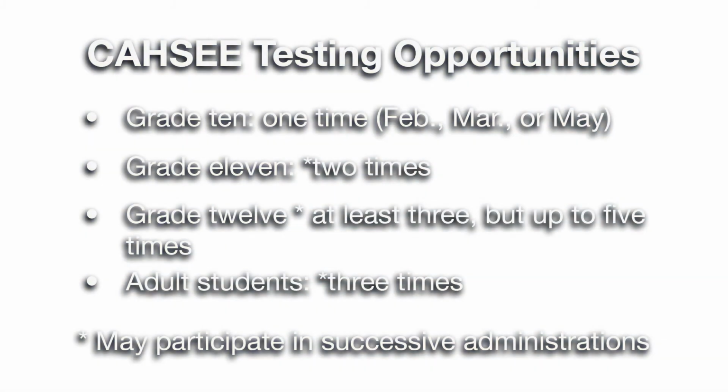If grade 10 students pass both the ELA and math portions of the exam, they have completed the CAHSEE requirement for graduation. Students who do not pass both parts of the CAHSEE in grade 10 may take the parts not passed up to 2 times per school year in grade 11 and at least 3 times per school year in grade 12, although grade 12 students may be given up to 5 opportunities during their grade 12 school year. Adult students may take the parts not passed up to 3 times per school year.